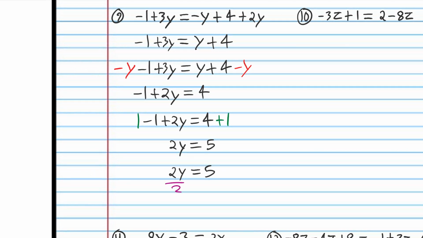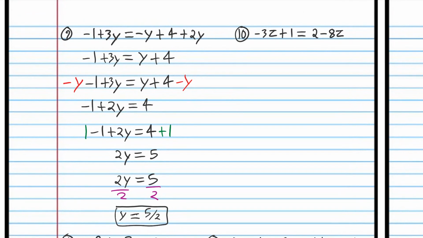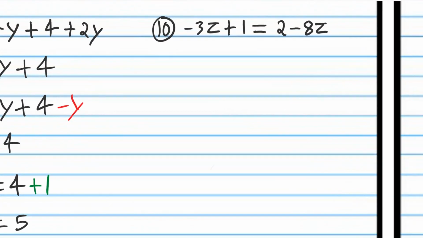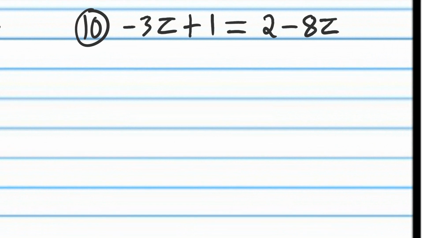And divide both sides by 2, and our final answer should be 5 over 2. So if you got 5 over 2, good job. But again, these problems are very challenging. There's a lot of steps. So if you make a mistake, do not be frustrated. It is perfectly normal to make mistakes.